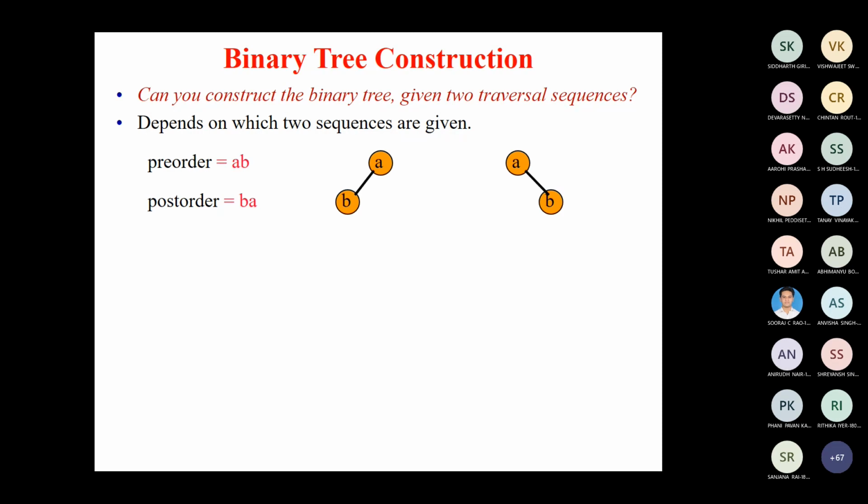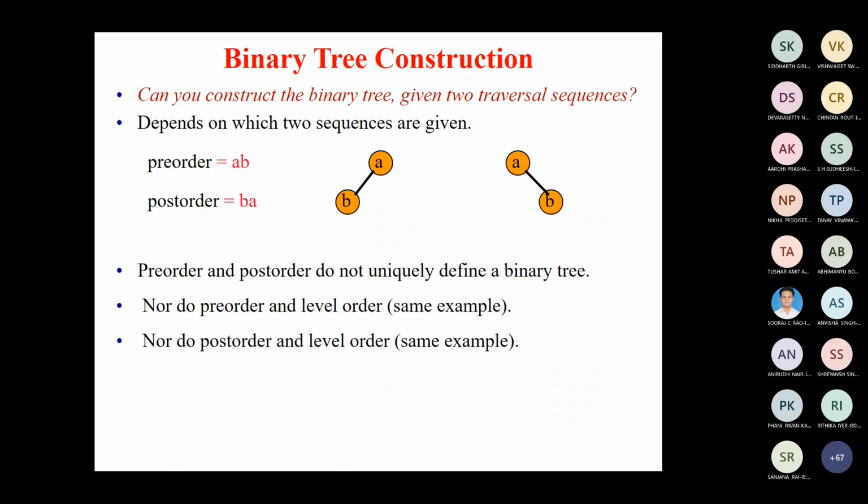Suppose you are given a pre-order and post-order. Pre-order and post-order do not uniquely define a binary tree. Even if I have given a pre-order and post-order, you cannot produce a binary tree uniquely. If you look at this here, I have the node B, which is the left side of A, and here the B is the right side of A. Nor do pre-order and level order, or post-order and level order, make it possible to produce the unique binary tree.